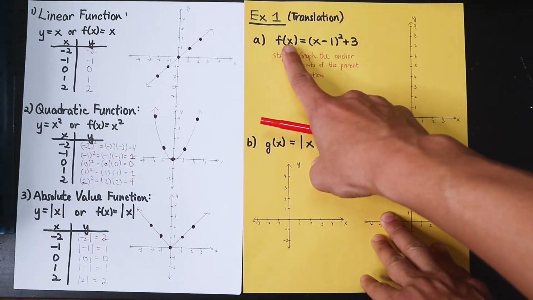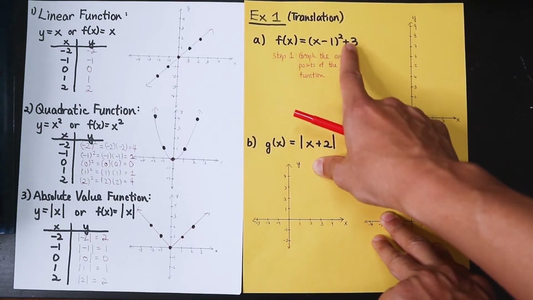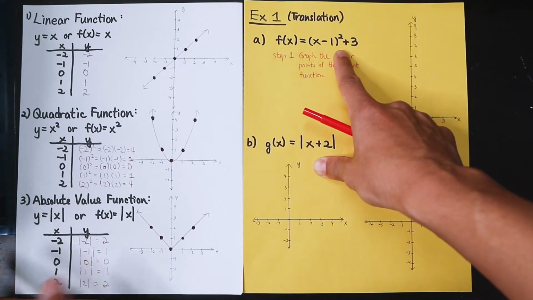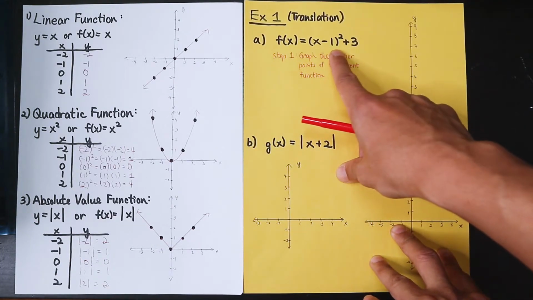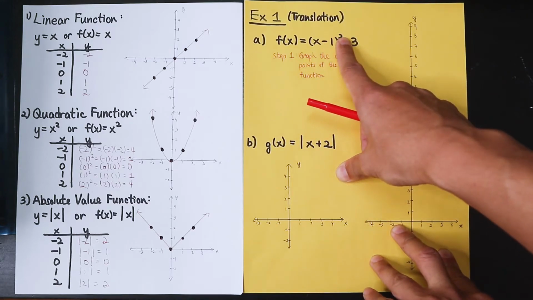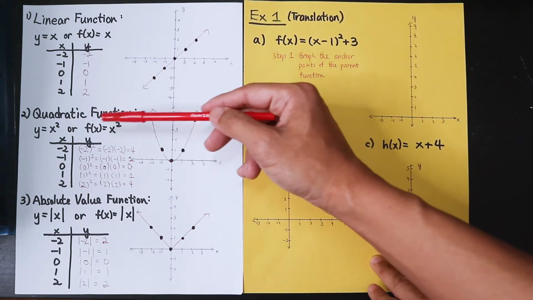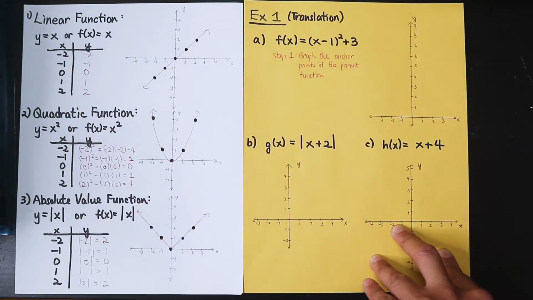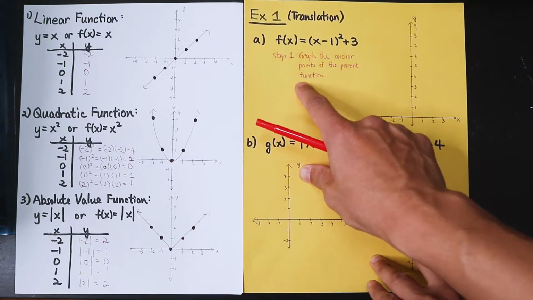Well, in part A, it says f of x is equal to (x minus 1) quantity raised to the second power plus 3. First, step 1 is we have to recognize which of these mother functions belongs to this equation. Since I have a square, I'm going to find the name that has a square in it. Well, it's going to be the middle one, because it has a square and it's quadratic functions. So step 1 says graph the anchor points of the parent function.